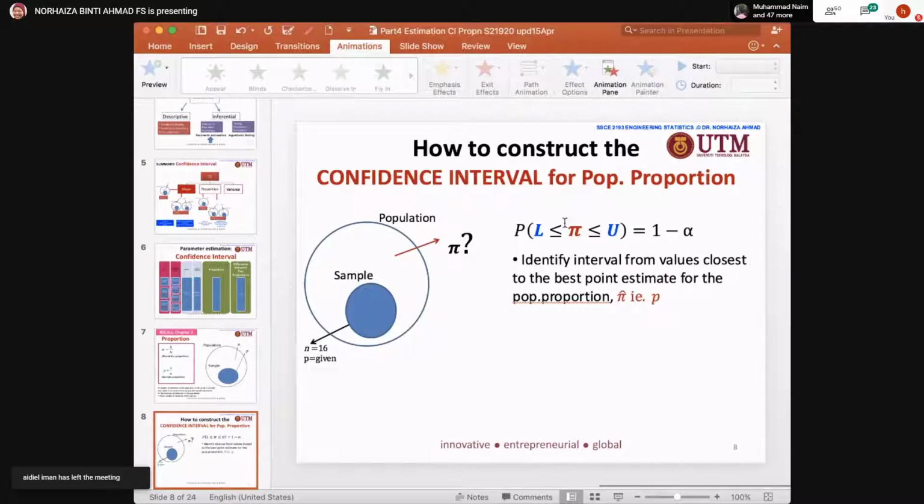So what is your best guess of where that interval might lie? We know from our first two classes that we will use the best point estimate. The best point estimate for pi is going to be from its sample, which is p.